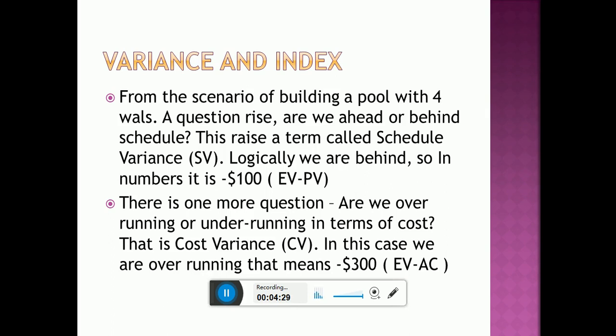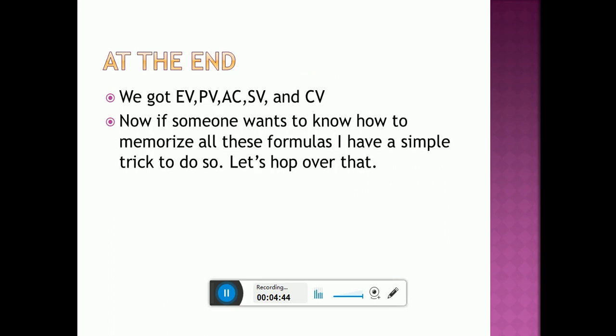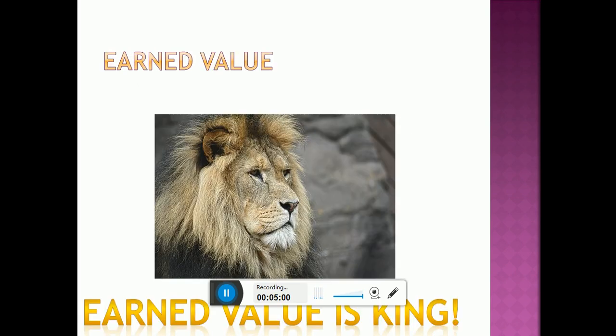These are at least the 2 things, the schedule variance and the cost variance, which are really required, but there are a few more things needed, and lots of calculations are required. Just to memorize these things, I'm presenting a way you can learn them. As of now we know what the earned value is, the planned value, the actual cost, the schedule variance and the cost variance, but there are also indexes. So let's hop over that.